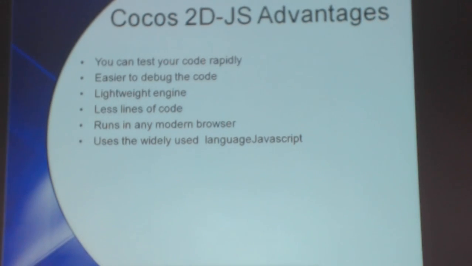So of course, the advantage of using the JavaScript version is that you can test your code rapidly, way faster than using the C++ one. It's easier to debug. It's a lightweight engine. If you want to just run it on the web, there's a light version of the engine itself. It takes 700 kilobytes. It's very lightweight. Of course, fewer lines of code. It runs in any modern browser and Internet Explorer.